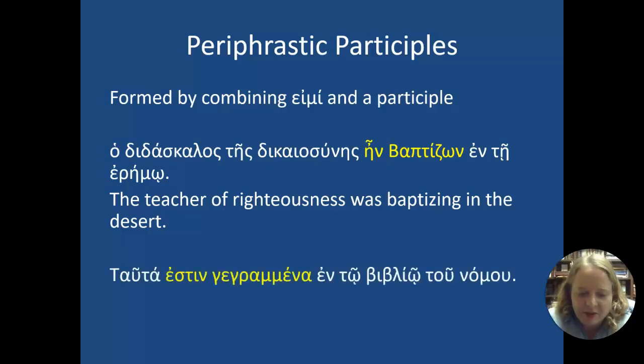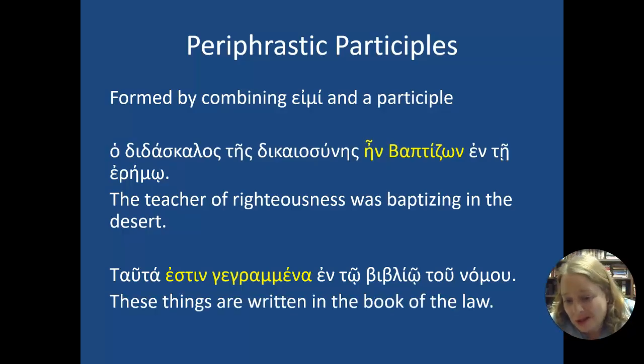Here's another example of this. Tauta, these things. Estin gegramena, en to biblio tou nomou. These things have been written in the book of the law. These things are written in the book of the law. You're going to do this pretty naturally, and so I'm not too worried about it, but it's just worth noting that sometimes an eimi verb and a participle can go together and they complete like one verbal thought. We do that in English too.